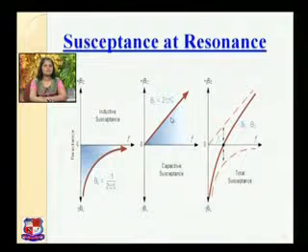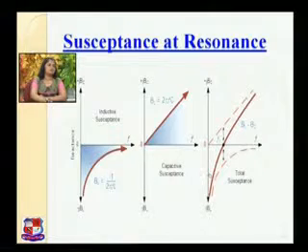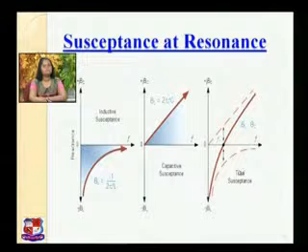Now capacitive susceptance, BC, is equal to 2 pi FC. So it indicates that your capacitive susceptance is directly proportional to the frequency. So this is a straight line. It indicates that as frequency increases, your capacitive susceptance increases. Now this is the combination of the two, this is BL, this is our BC.